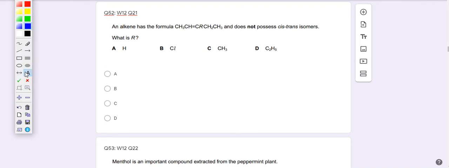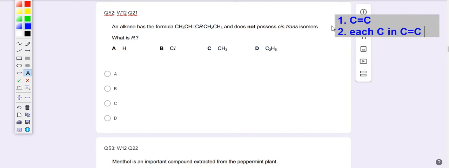So, number one is the most obvious one. It must have a carbon-carbon double bond. Okay, number two, each carbon sharing the double bond must be bonded to two different groups of atoms.